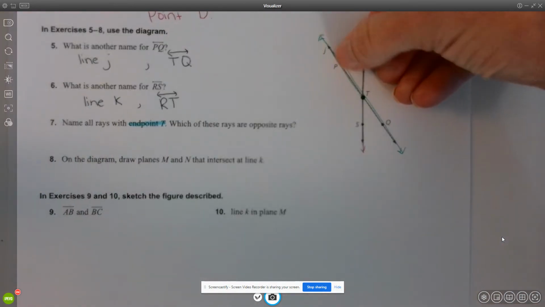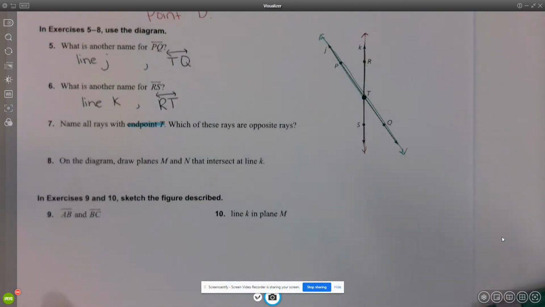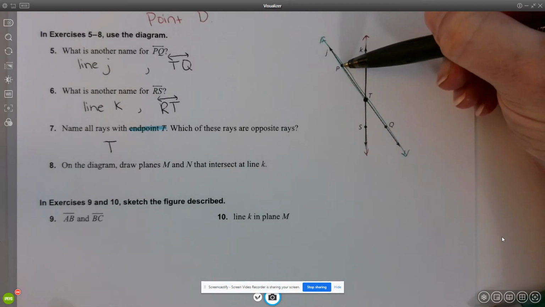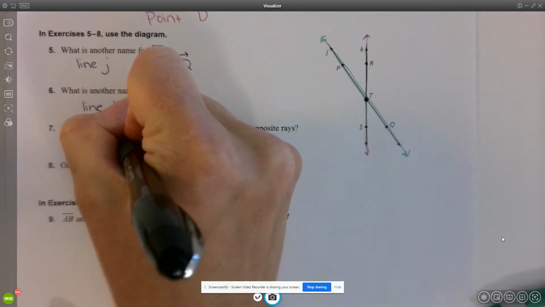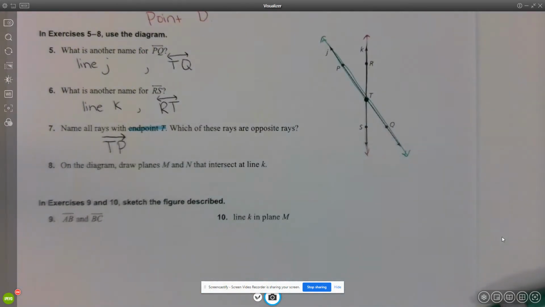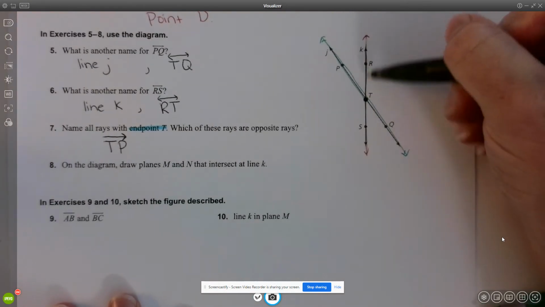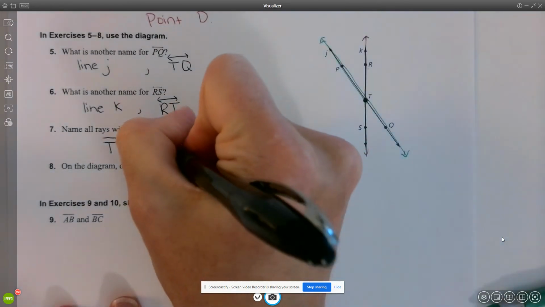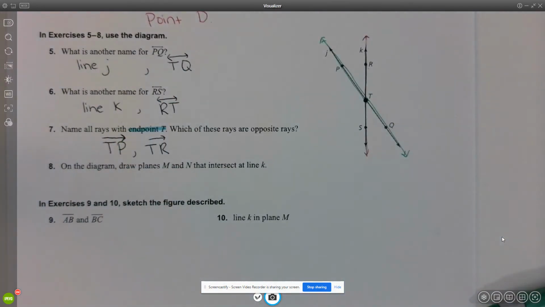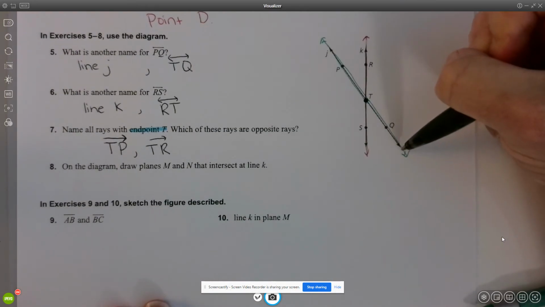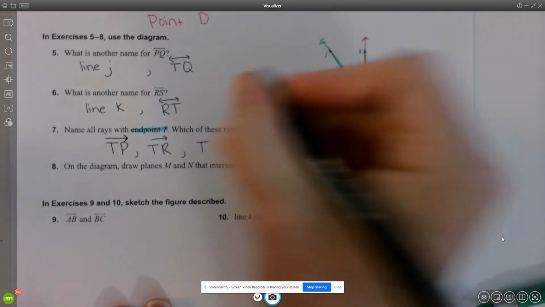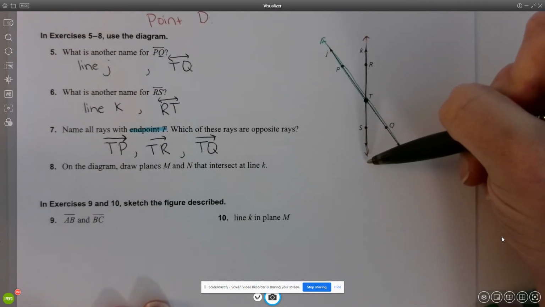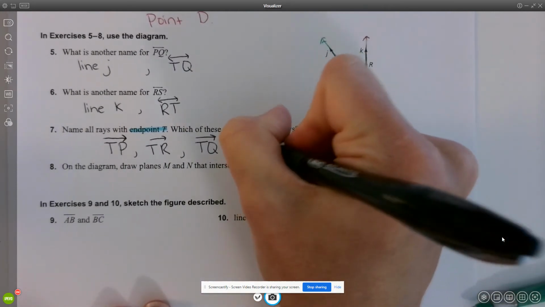So if I was going to name this ray here, I would start with endpoint T and then give another point that goes in that direction of the ray. P is on that ray, and I'm going to write the ray symbol. The arrow has to point to the right, remember. If I want to name this ray that points straight up, I have to start with T, because that is the end point of the ray, and it points towards point R. So ray TR. This ray here points in the direction of Q. So again, I'm going to start with endpoint T. So this ray is called ray TQ. And the ray that points straight down would be ray TS.